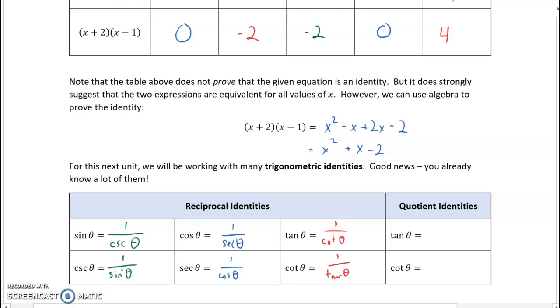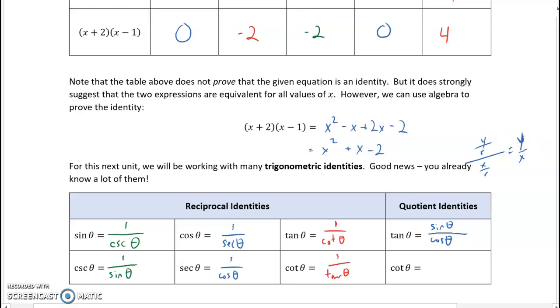The other ones that we already know are the quotient identities. Namely, we can write the tangent of theta as a quotient of two known trig functions, and that would be sine of theta over cosine of theta. We've seen that before. Remember that the sine of theta is y over r, and the cosine of theta is x over r. When you divide fractions, you're multiplying by the reciprocal, so the r's cancel out, and we get y over x, and that is the same thing as the tangent of theta. So that's a pretty easy one.